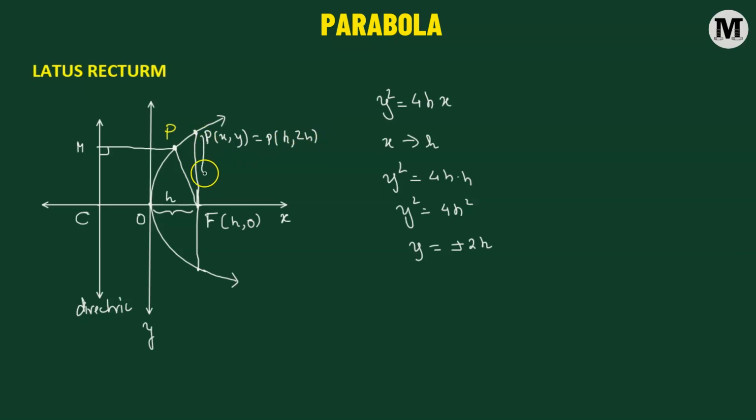Or in other words, we can say that this length is going to be 2h. If this length is 2h, then by symmetry this length is also going to be 2h. That means the length of the latus rectum of the parabola is going to be equal to 4 times h, or we'll take the absolute value because we're considering the length. So whatever the value of h, we multiply with 4, and this is going to give us the length of the latus rectum.